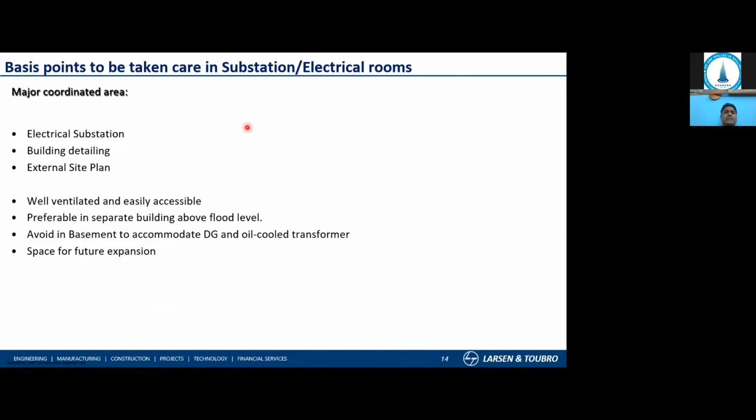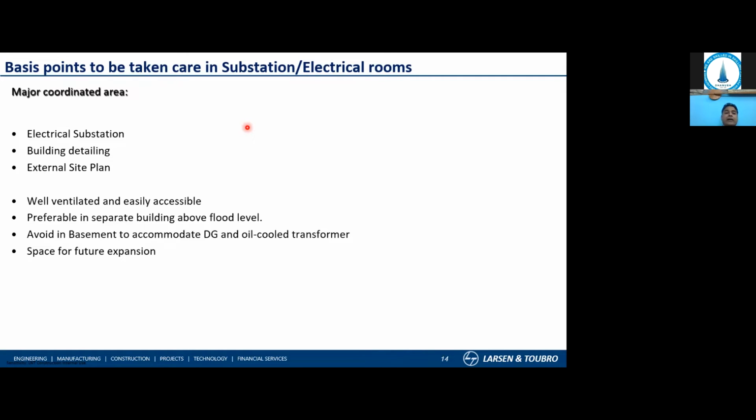These are all very, very basic things in a substation electrical room. This is applicable not only to electrical, but to all MEP disciplines. Generally, from the electrical engineer's perspective, as the scope starts from the electrical substation, the major coordination starts there and then gets into the building detailing, where once I bring the supply inside the building, I will have a typical electrical room on every floor. I will have the electrical shaft.